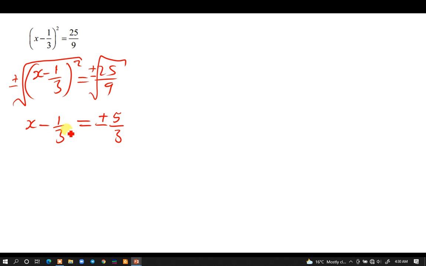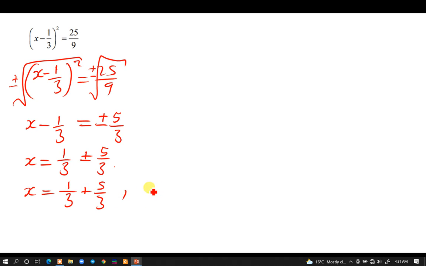So we hence take this to the other side of the equal sign. We're going to have x is equal to, when this goes to the other side of the equal sign to become positive 1 over 3, then we have this plus or minus there, then 5 over 3. So the first value of x that we're going to have will be 1 over 3 plus 5 over 3.